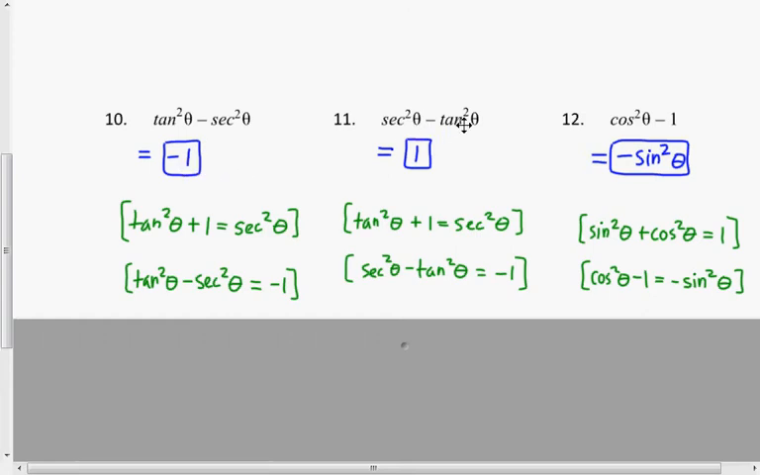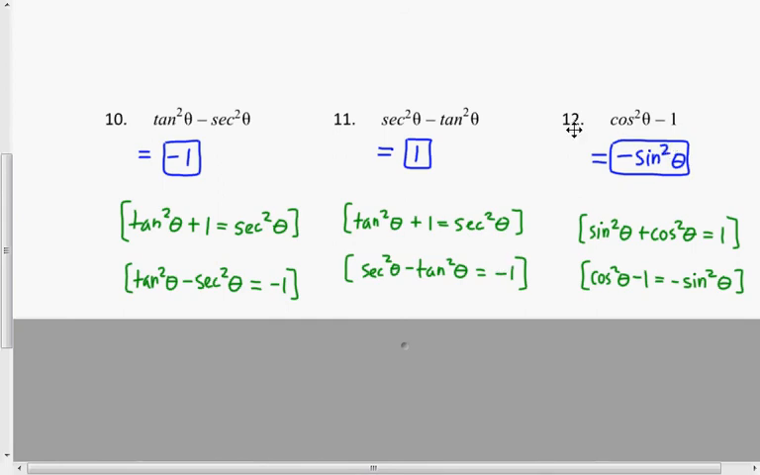Secant squared minus tangent squared. Okay, take this identity again and rearrange it. If I subtract the tangent squared to the other side, it's equal to 1 on the left. So secant squared minus tangent squared is equal to positive 1. This should say a positive 1 right here. I don't know why I have a negative 1.